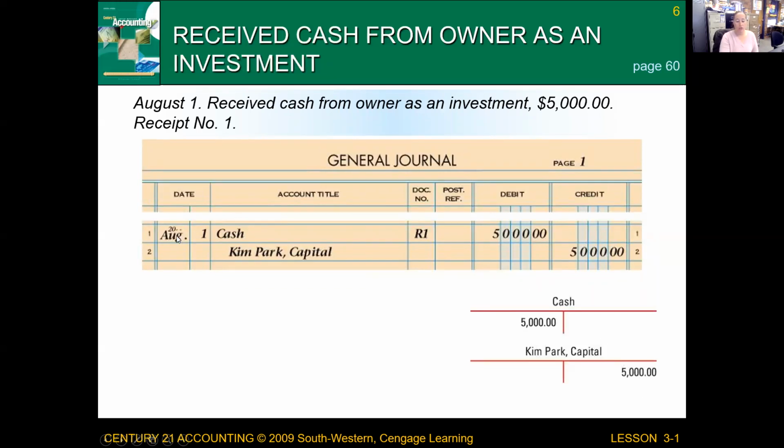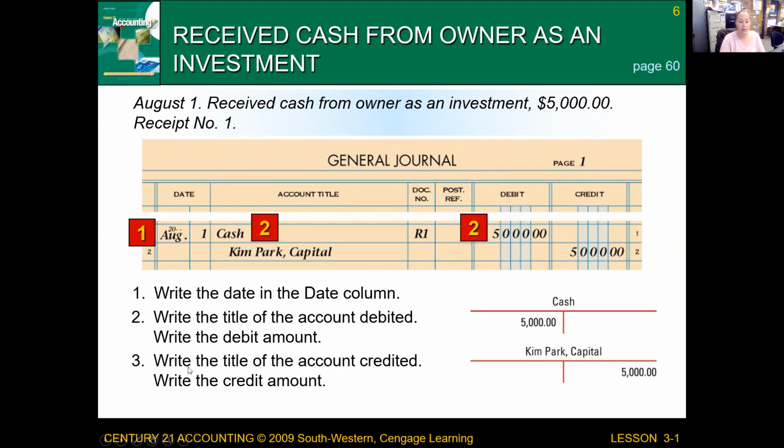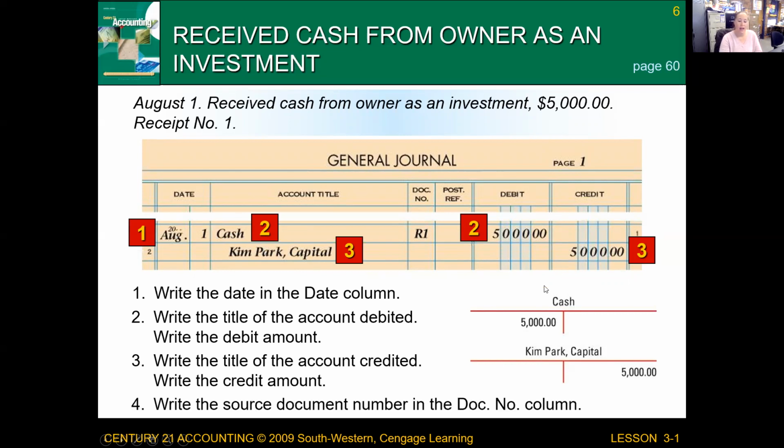So you first write out the date that is given to you. Then you will write the account title of the debit and also the amount. So cash, and then the debit over here for cash. Then you're going to write the credit, which was the capital, for 5,000, and you're going to put the number over here. And then you're going to write the source document number, R1 or S1, however you received it. We received it from a receipt, so it's R1. So that's how we're going to do it.